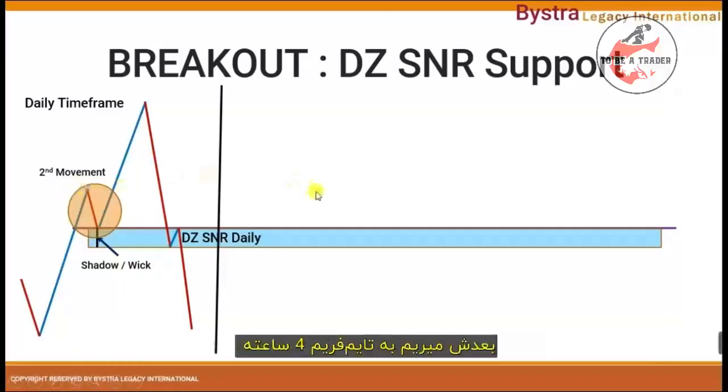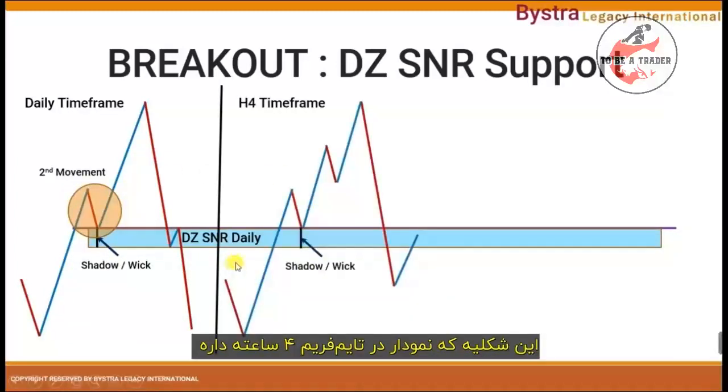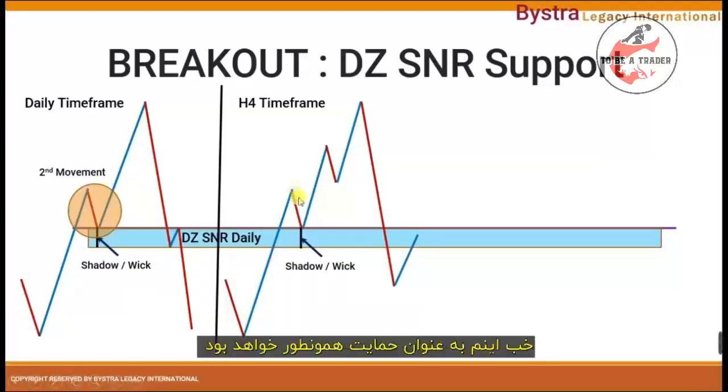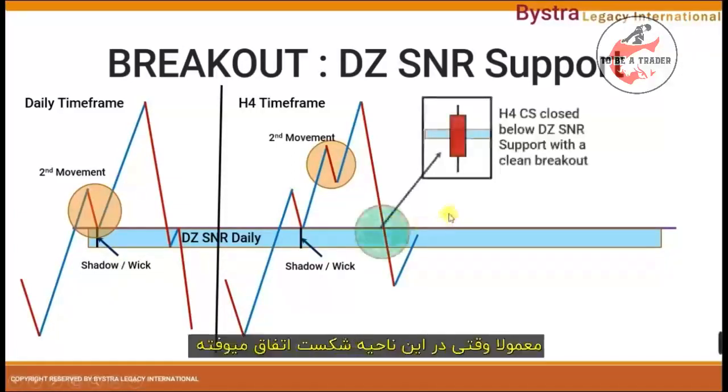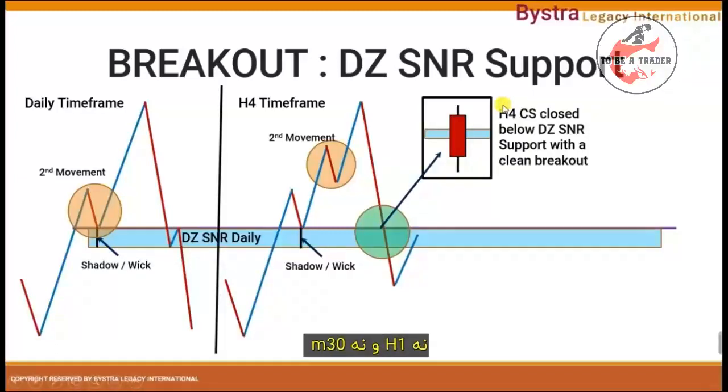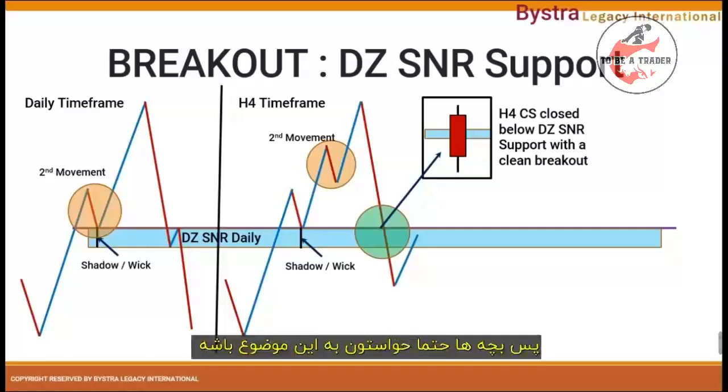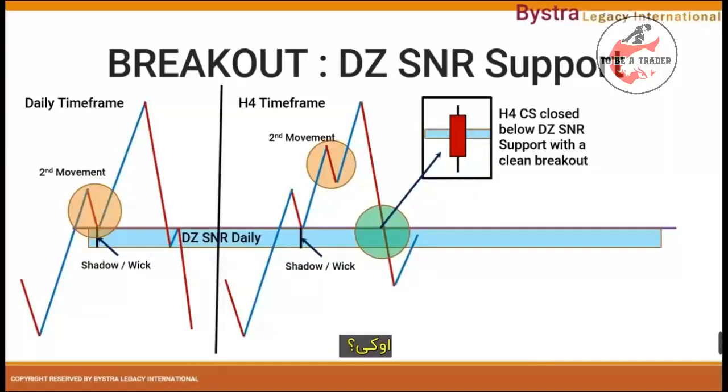When we go to the H4 time frame, this is how it looks at the H4. It will be the same, this is the support, okay, and then this will be the wick. So price will do a zigzag here. This will be the second movement of the H4 time frame. Now the breakout happens. Normally when the breakout happens in this area, it will be on the H4 time frame, not the H1, not the M30. So guys, please be aware of this matter, okay?